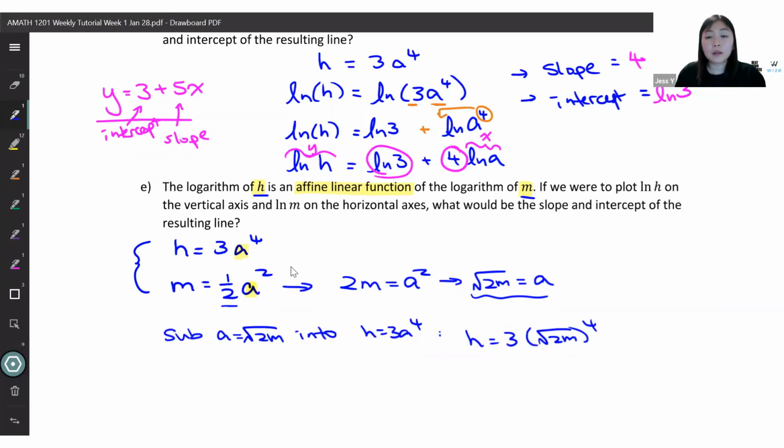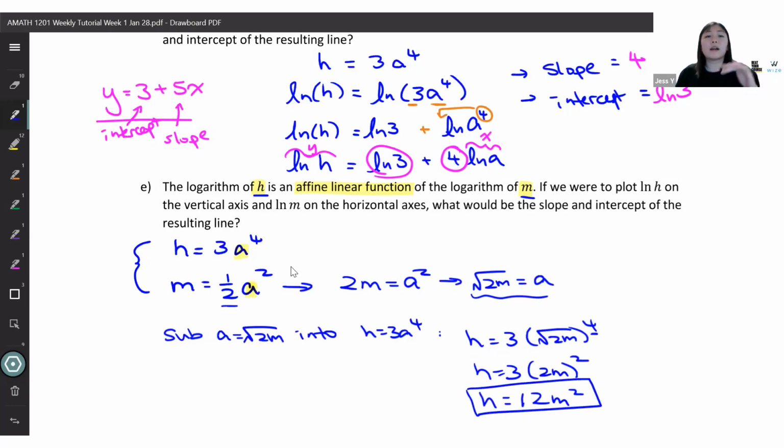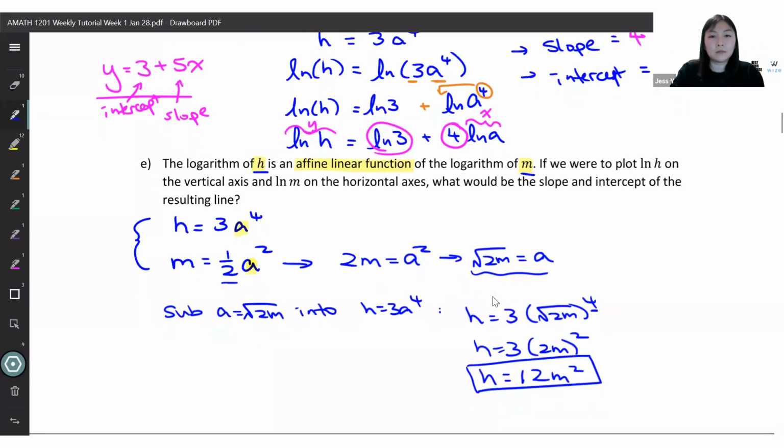And then to get rid of the square root, squaring it will get rid of it, right? And raising something to the power of 4 is just squaring it twice. So this becomes 3 times 2m squared. Simplifying this, 2 squared is 4, 4 times 3 is 12, so 12m squared. Now we have an equation that relates both h and m. If you did it the other way around, solving for a in the h equation, you'll get the same thing.